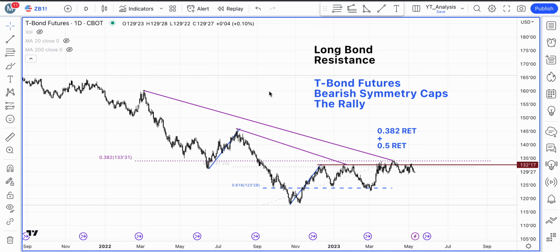In this video segment, we are going to take a look at the US bond futures. We'll be taking a look at the long bond futures, which is the 30-year duration Treasury bond futures, and we will also be taking a look at the 10-year duration Treasury notes. This is going to be a segment which I will be following regularly.